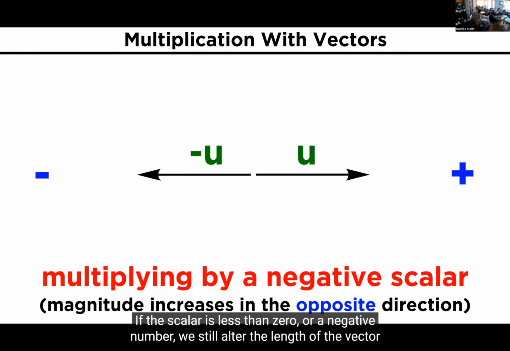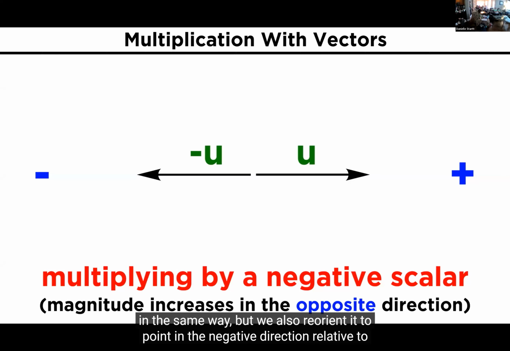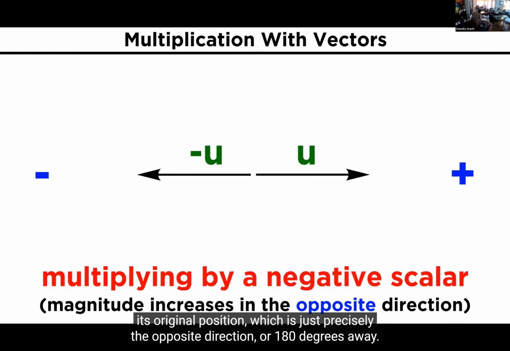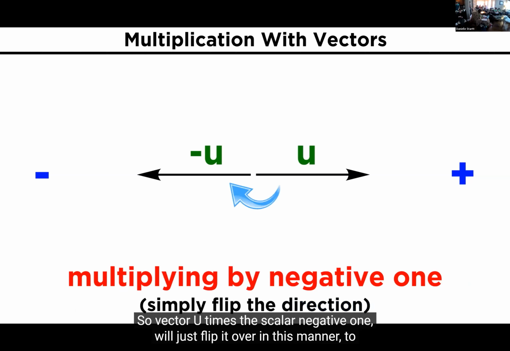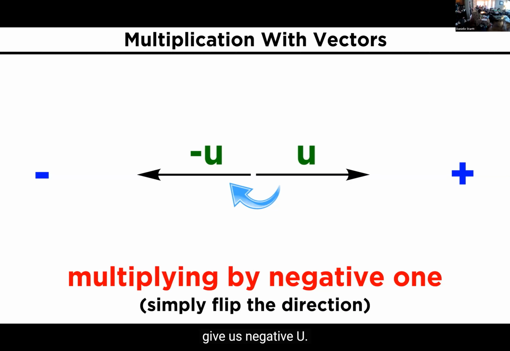If the scalar is less than 0 or a negative number, we still alter the length of the vector in the same way, but we also reorient it to point in the negative direction relative to its original position, which is just precisely the opposite direction or 180 degrees away. So vector u times the scalar -1 will just flip it over in this manner to give us -u.